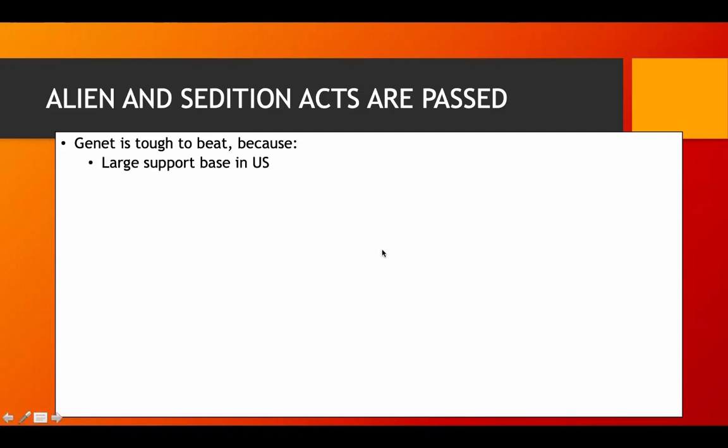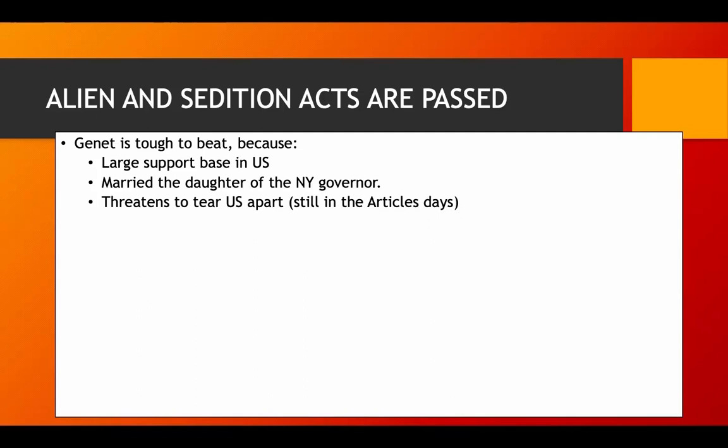So Citizen Genet is tough to beat because he's got a lot of people that are sympathetic to the French cause in the United States. He also very uniquely married the daughter of the governor of New York as a French citizen, which is one of the most powerful people in the United States at the time, which was a very smart political move. He threatens to tear the U.S. apart by constantly being in the media talking about how the United States is wrong. And a number of U.S. citizens who don't quite get the situation are willing to back Genet up, and that's not good for this time period.